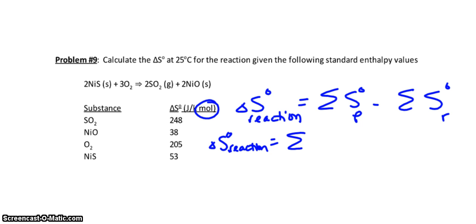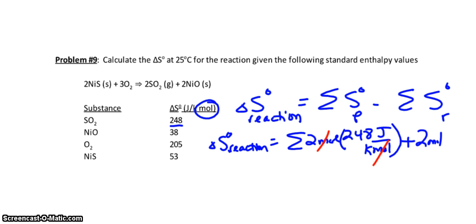So again, let me get you started. That's equal to the sum of the products. So I have 2 moles of SO2. And if you look at SO2, it has an entropy value of 248 joules per Kelvin mole. And look what happens to your mole terms. The moles are actually going to cancel out. And then I'm going to add that with 2 moles of nickel(II) oxide, and it has a value of 38 joules over Kelvin mole, and these moles are going to cancel out as well. That's why you have to write them down.